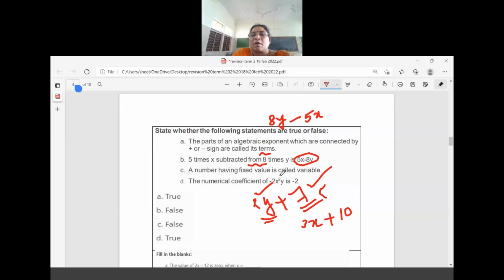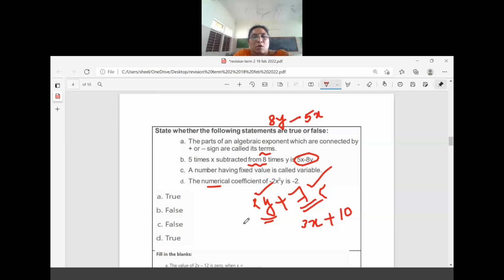A number having fixed value is called a variable, again false only. A number like 3, 4, 5, it's all called a constant, not a variable. Which are variables? Our alphabets, right? A number having fixed value is called a variable. It's wrong, so it's false only. The numerical coefficient of minus 2x square y is 2 only. Numerical means number only. Coefficient means other than variable. The number, which is the number here? Minus 2. So it is called the numerical coefficient.